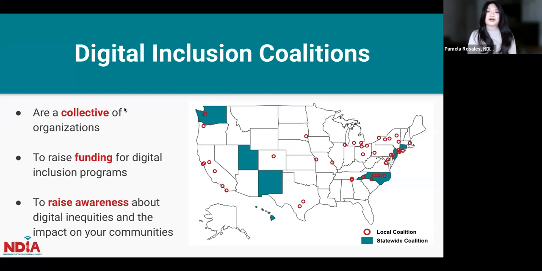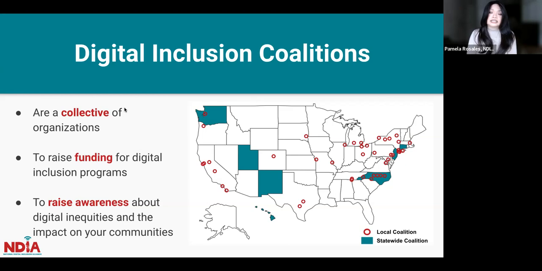And if you are part of a coalition that isn't on this map, please reach out to us. We would love to connect with you and learn from you, as well as have you be part of our community. So you see here, there are various local coalitions, and then we also have those big statewide coalitions as well. These coalitions can raise funding for digital inclusion programs. They can raise awareness about the digital inequities that exist in their communities.